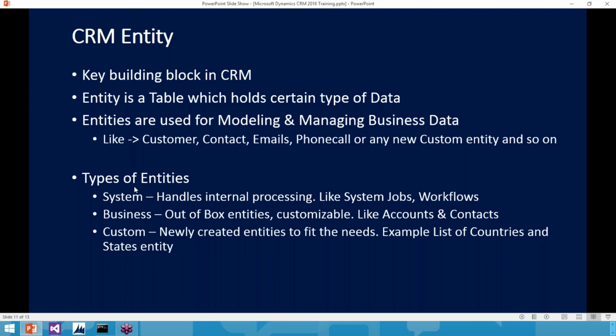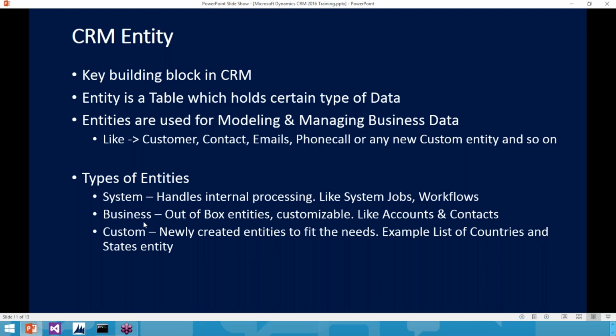So those are the three types of entities which we have in here. System, again, you don't have a handle. Developers don't have a handle on the system entities. These are all used for data, business rules, execution purposes.